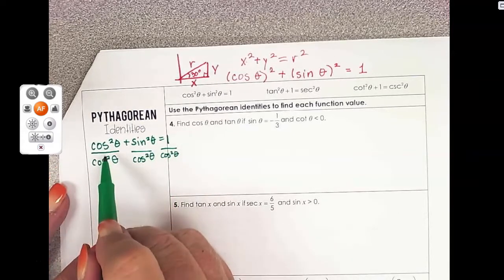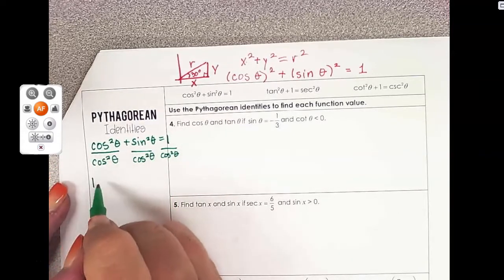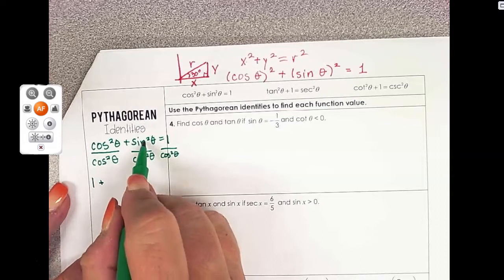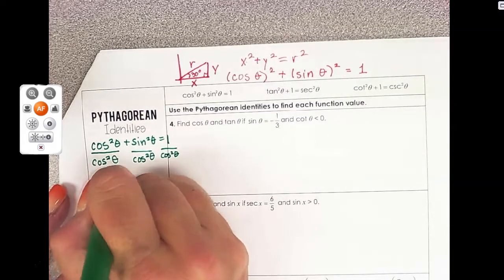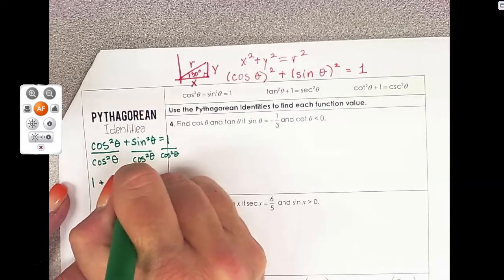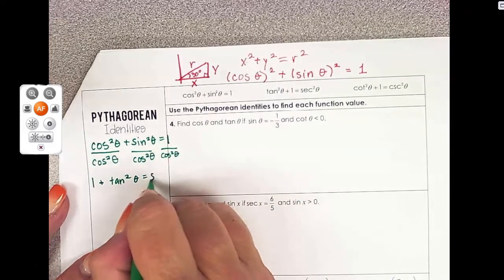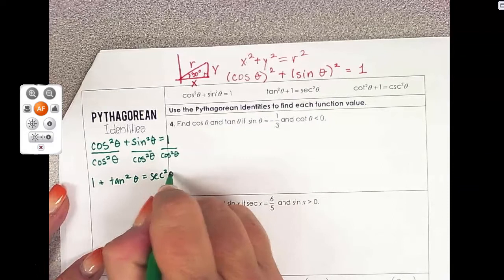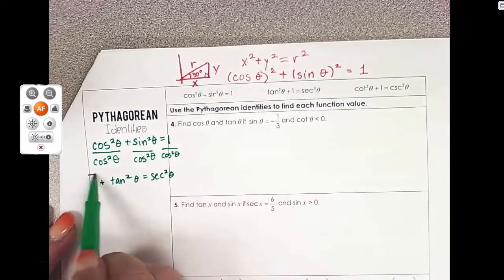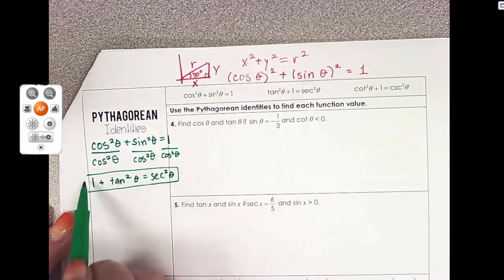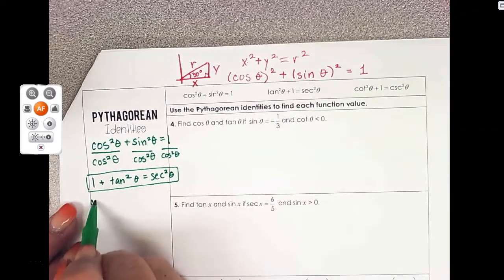I get cosine over cosine, which is 1. And then sine squared over cosine squared is the same thing as tangent squared. And then 1 over cosine squared is the same as secant squared. So that is where one of our Pythagorean identities comes from.